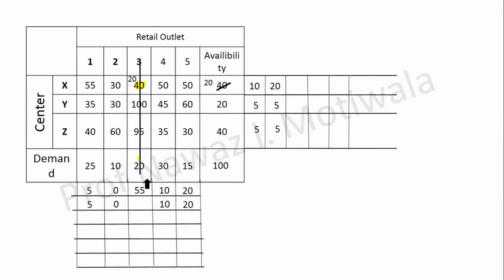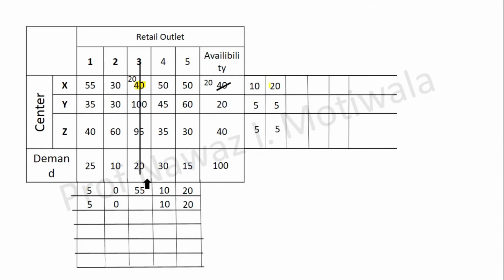So now there is a tie here. The tie is in the last column and in the first row. So the last column is also 20, and this row is also 20.